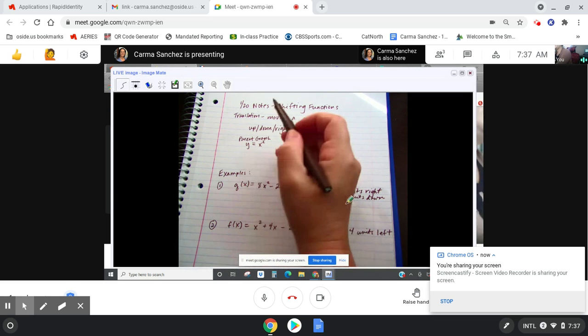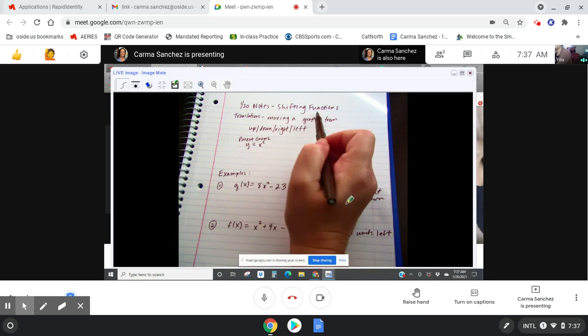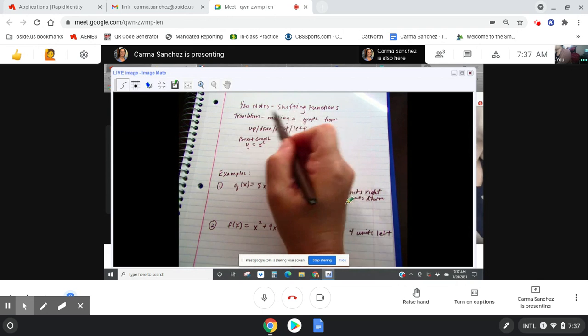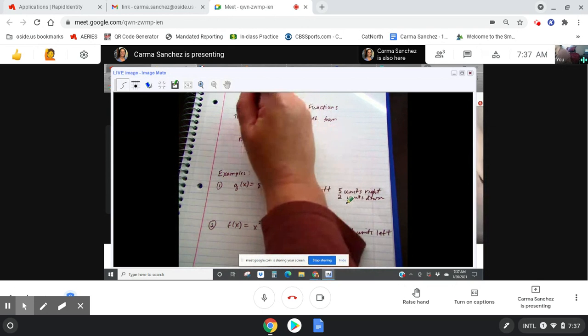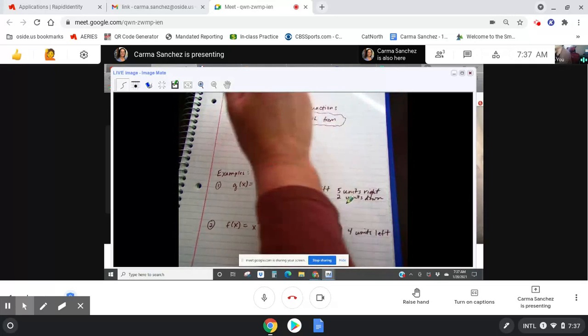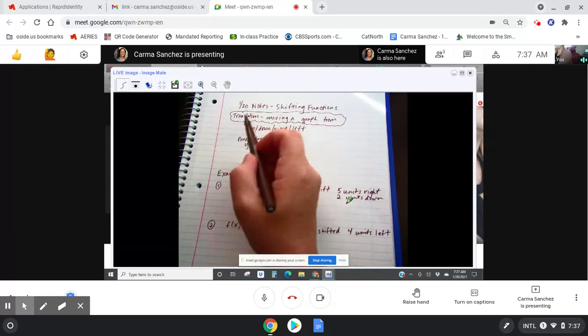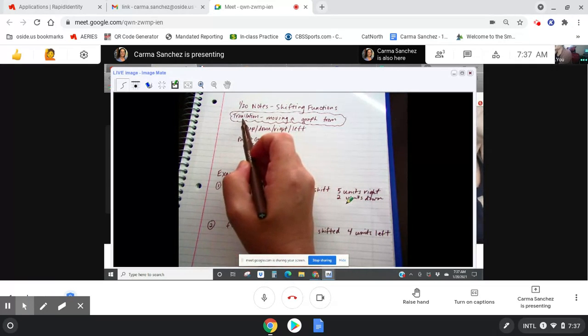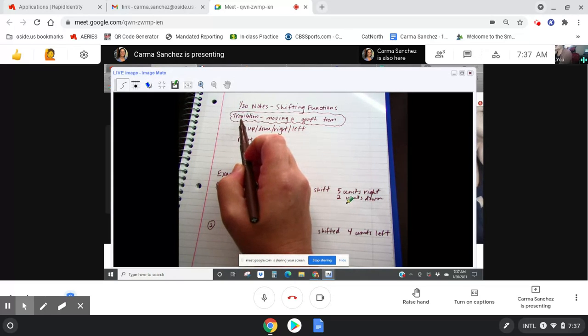All right, please date today's notes, shifting functions. Where does this word come from? This word translation, or moving a graph from left or right or up or down, is a word we learned back in Math 1 right before COVID hit. And we were talking about the three transformations for Math 1: rotation, reflection, and translation.